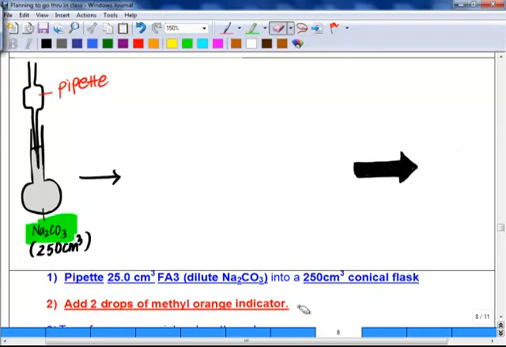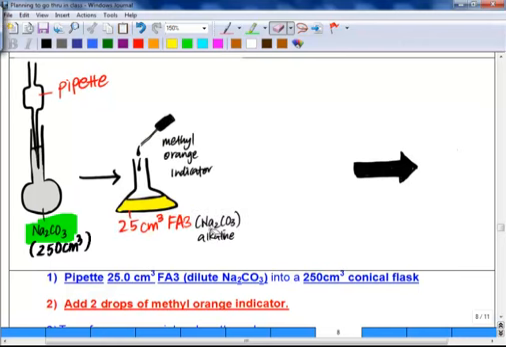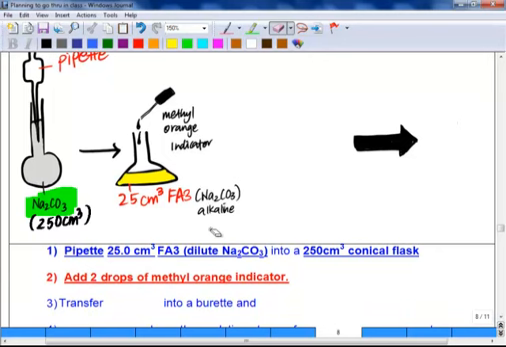If you add indicator, what color will you get? It is base inside. You should get what color? Yellow. Correct? Because methyl orange is yellow in base. So take note, you should get yellow color. After that, what do? Transfer what into a burette?